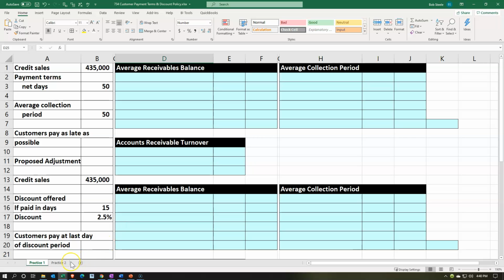And the next one will add the added factor of having our credit sales increase in the next tab. So we're going to pick up our average receivables again. We're going to figure out what we think our average receivables are going to be in the first scenario. We're going to assume the average collection period of 50 here.